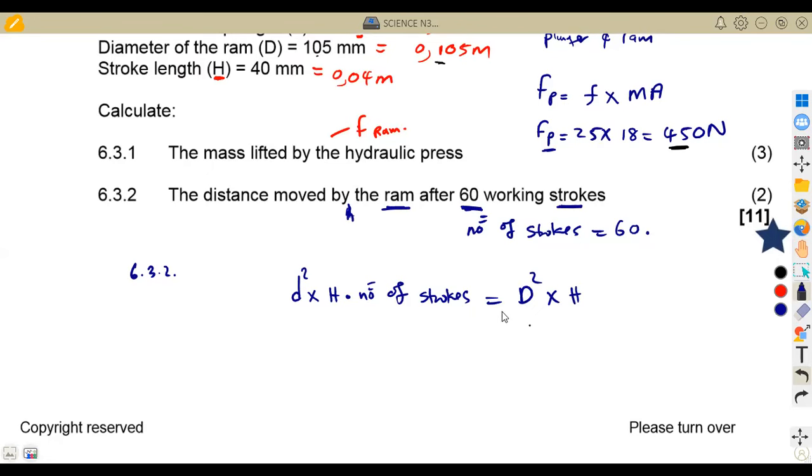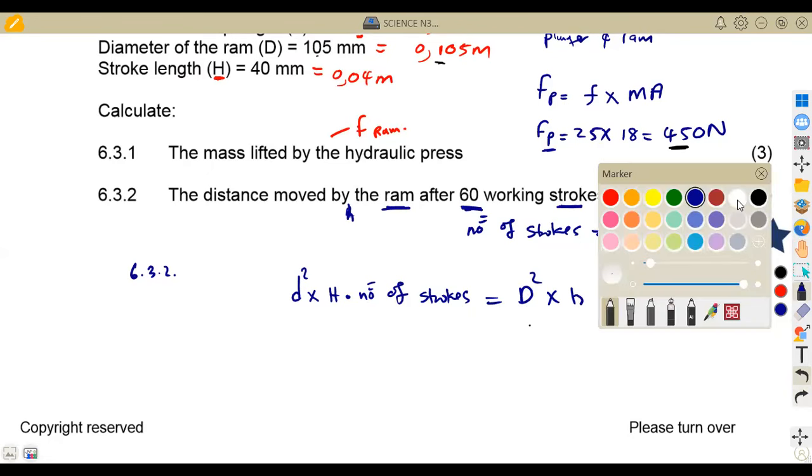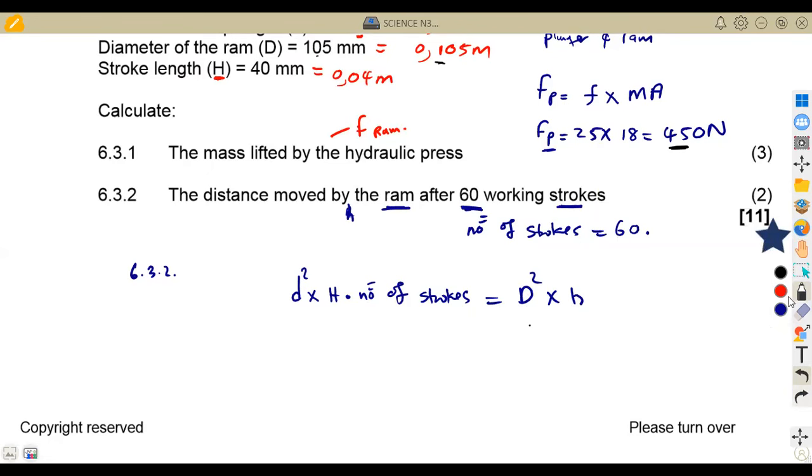I explained about this formula before. So here, let's just use small letter h. So this is representing the side of the plunger. Take note here. So here it's representing the volume that we have on the plunger side, and this is representing the ram. So the distance moved by the ram, that is this h here. So to find h, what can we do? We just need to divide by d squared both sides.